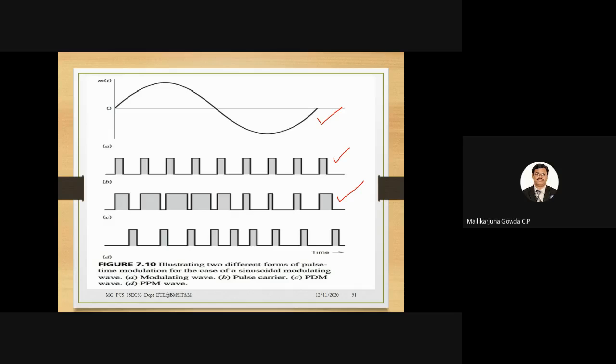For the positive peak, the width of the pulse is maximum. For the negative peak, the width of the pulse is minimum. So there will be variations in the width of the pulse, and that variation depends on the amplitude of the message signal. Next one is pulse position modulation. Means I can vary the position of the pulse, either the leading edge or the trailing edge, or both can be varied. What I'm finding here, if you compare, is that the position of the pulse is changed.